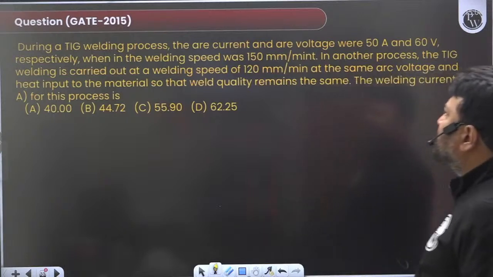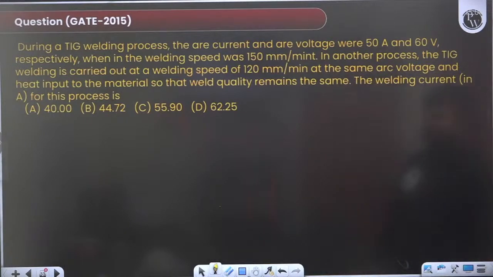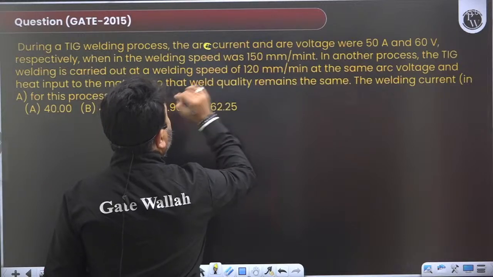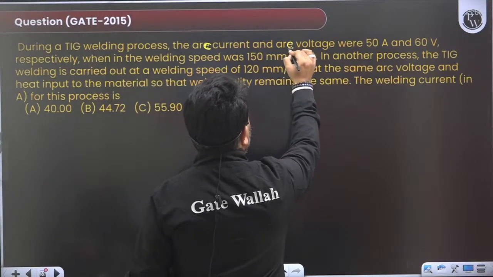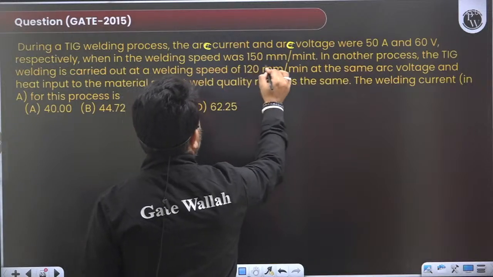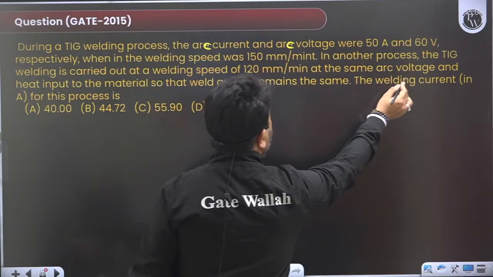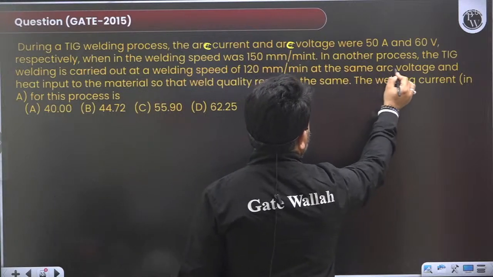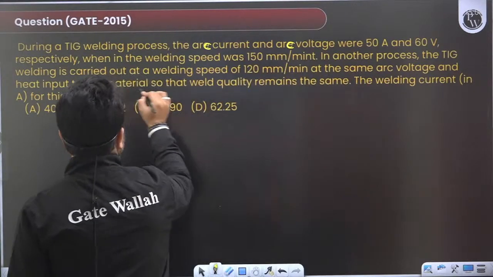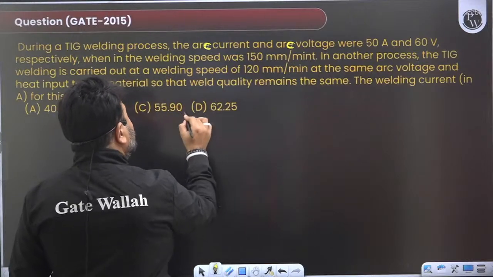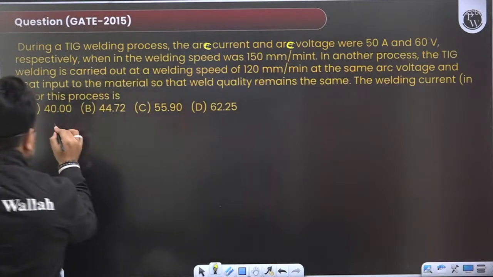Next, during a TIG welding process, the arc current and arc voltage are given, along with the welding speed. In another process, the TIG welding is carried out at a different welding speed, at the same arc voltage and heat input in the material, so that the weld quality remains the same.